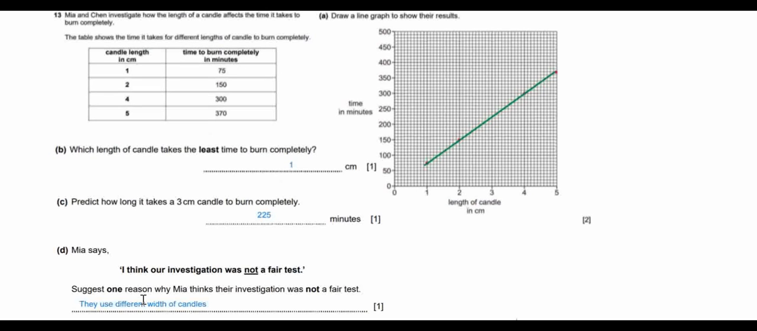Alright, let's open up the answer, guys. Here's an example of the correct answer. They use different widths of candles. Or you may answer they use different types of candles. If you have any other options and you need to clarify, please feel free to write down in the YouTube channel comment section. We'll reply to you.